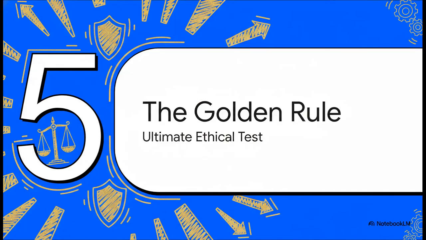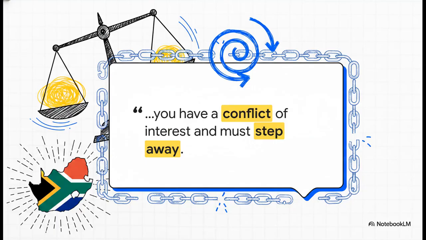Which brings us to the ultimate safeguard of the South African legal profession. Section 5, the Golden Rule, the ultimate ethical test. The guiding star for all of this is pretty simple. If there is a reasonable risk that you cannot give your client 100% unbiased, independent legal advice, you have a conflict of interest and must step away. The standard isn't mostly independent, it is 100%. If there is even a tiny reasonable risk to that standard, the attorney's got to walk. The protection of trust is absolute.